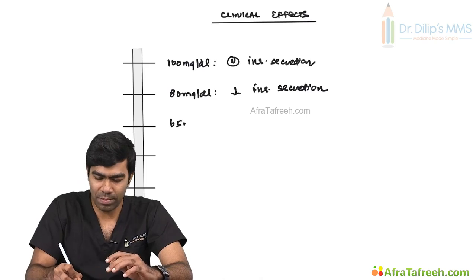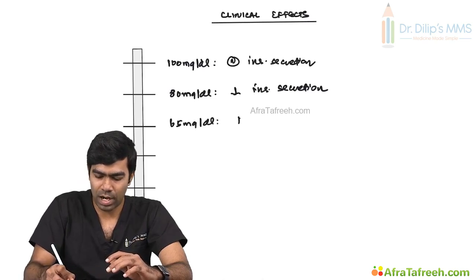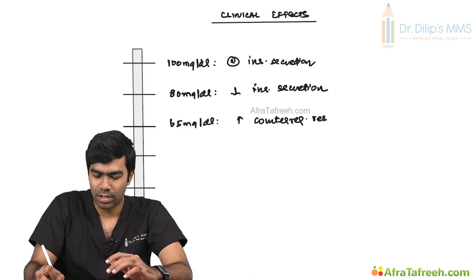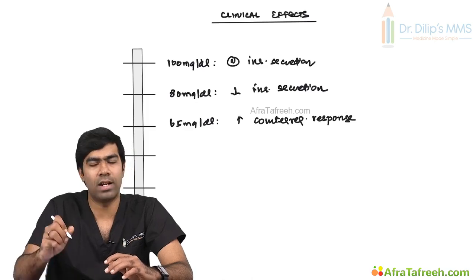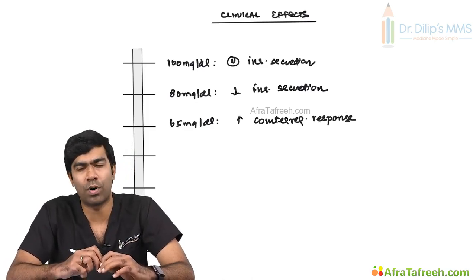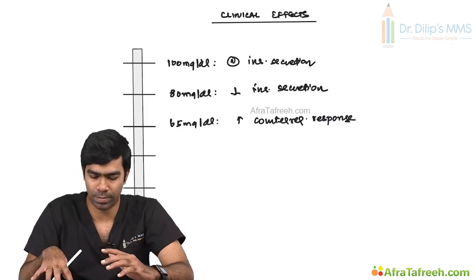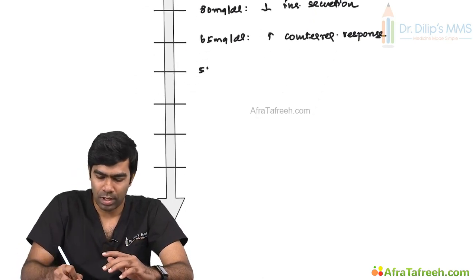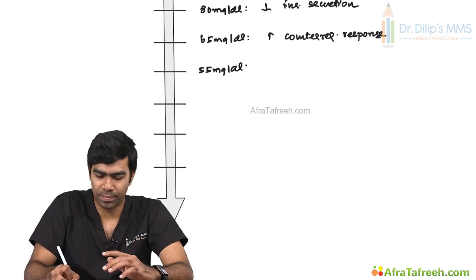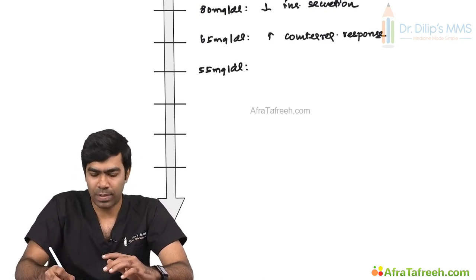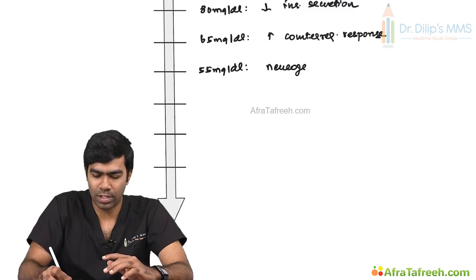At around 65 milligrams per deciliter, you will start producing a counter-regulatory response. Your counter-regulatory hormones will start increasing. Epinephrine and glucagon are the most important counter-regulatory hormones, but apart from that, GH and cortisol also start increasing at this point to a great level. At around 55 milligrams per deciliter, you will start experiencing the classic neurogenic symptoms of hypoglycemia like tremors, palpitation and tachycardia, sweating, hunger, anxiety, all these things will start.